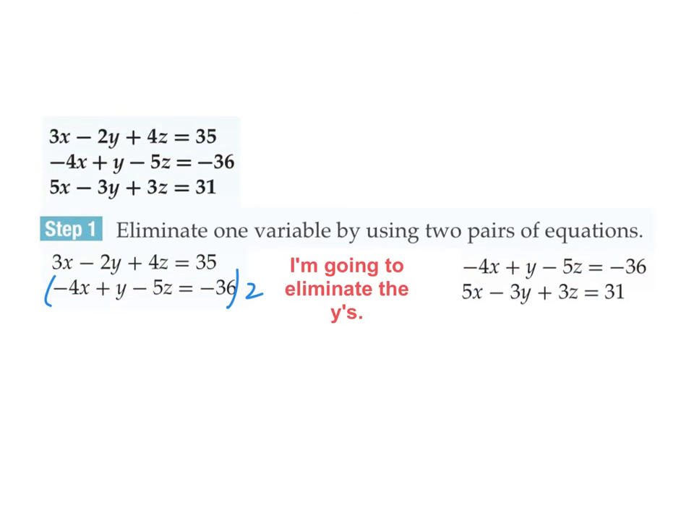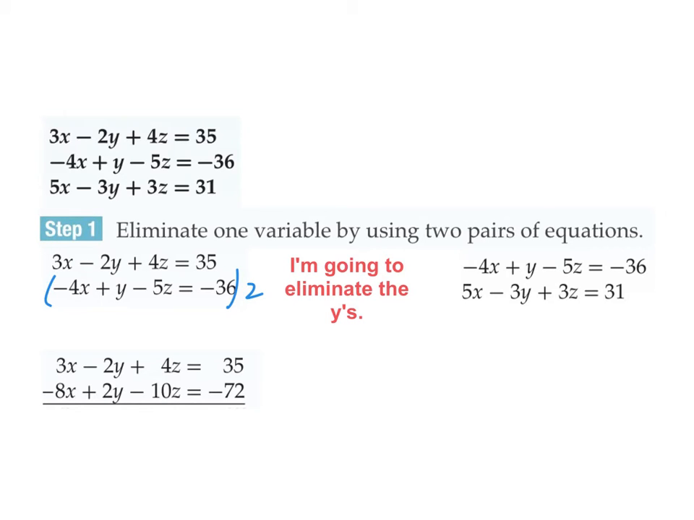Here's where I'm at. Okay, so on the left, I multiply by 2, and so I'm going to get this 3x minus 2y plus 4z equals 35 is still here, and then the bottom is where I get my multiplying by 2. Right?